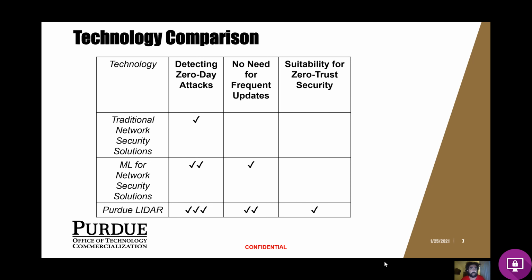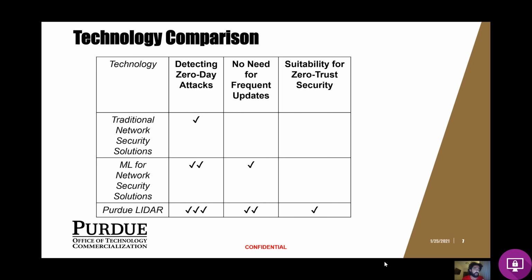Now, to summarize the comparison with existing solutions, we chose two categories of solutions: the traditional solutions and the more recent ones that have machine learning, and then our Purdue LiDAR invention. We want to highlight three distinctive features of our invention for which we have an edge over existing solutions. One is detecting zero-day attacks that we haven't seen before.